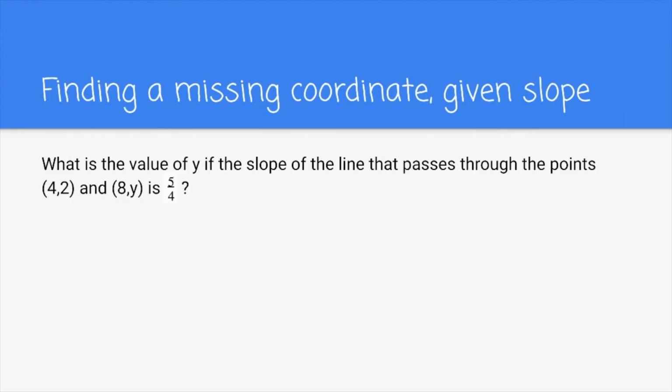In our last example, let's suppose we know the slope, but we're missing one of the values of the coordinates. So we've got the coordinates (4, 2) and (8, y), and we know the slope needs to be 5/4. So the first thing we want to do is to plug in what we know. So I'm going to start with my second coordinate, y minus 2 over 8 minus 4. So the 8 minus 4 works out to be 4, my denominator.